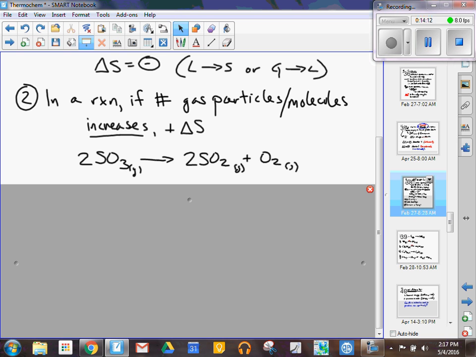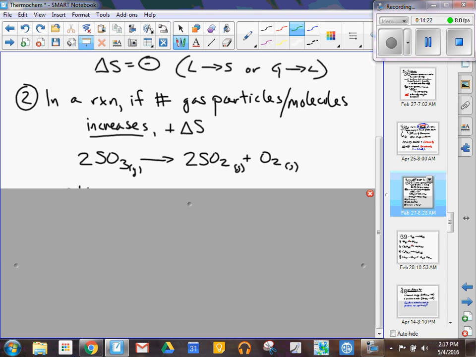So look at this reaction right here with decomposition of sulfur trioxide on the left. On the right, you've got sulfur dioxide and an oxygen molecule. So all we need to do is tally up the number of gas molecules. We've got 2 on the left as reactants. We've got 3 over here on the right as products. So even at the same temperature, there's going to be more disorder in the system on the right. So there's a positive delta S, an increase in entropy.